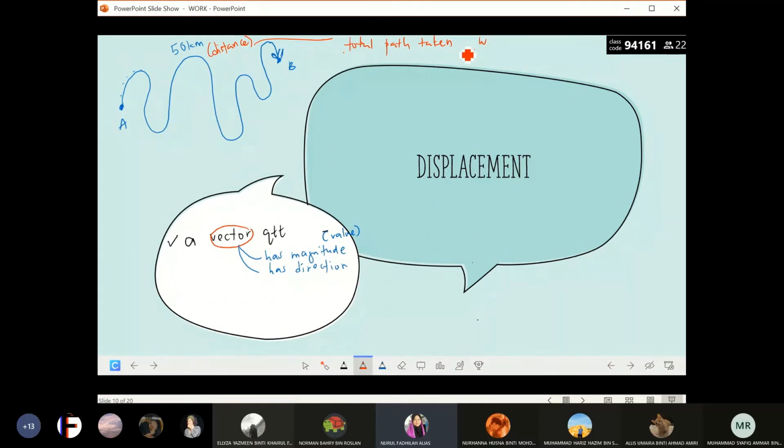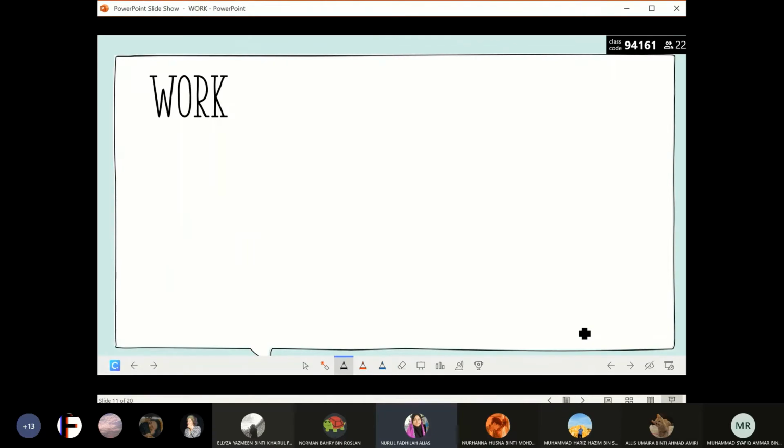Between 2 points, so point A and B. So that's distance. So what is the displacement? This is the displacement from A to B. So displacement is the shortest distance traveled between 2 points. Well, let's move on further about work.